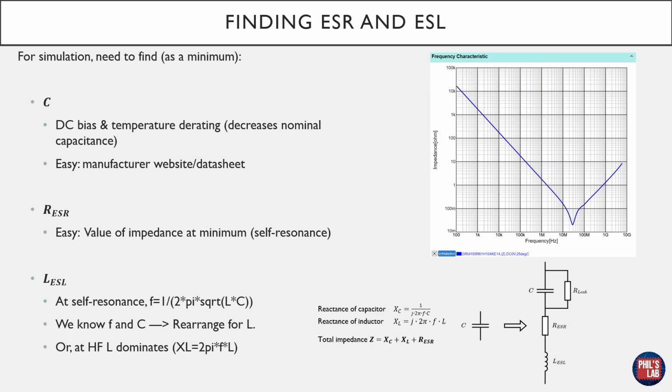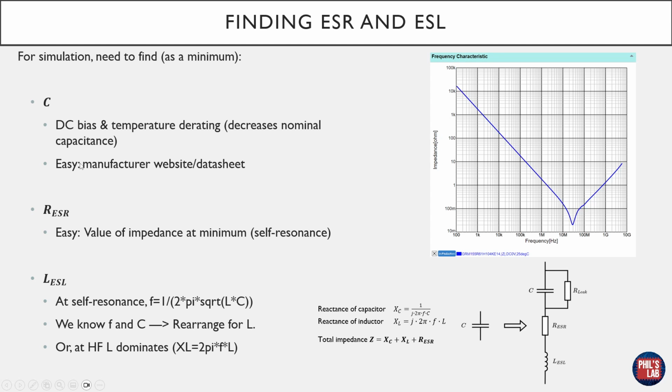For simulation, it's of course very useful to find the ESR and ESL. The problem is we have to do approximations here, as ESR and ESL are also frequency-dependent parameters, as you can also get from these SimSurfing or manufacturer tools. But for very basic simulation, and I'll show you how to do one in just a second, we need to find the three main parameters of our model, which is the capacitance, C, the series resistance, and the series inductance.